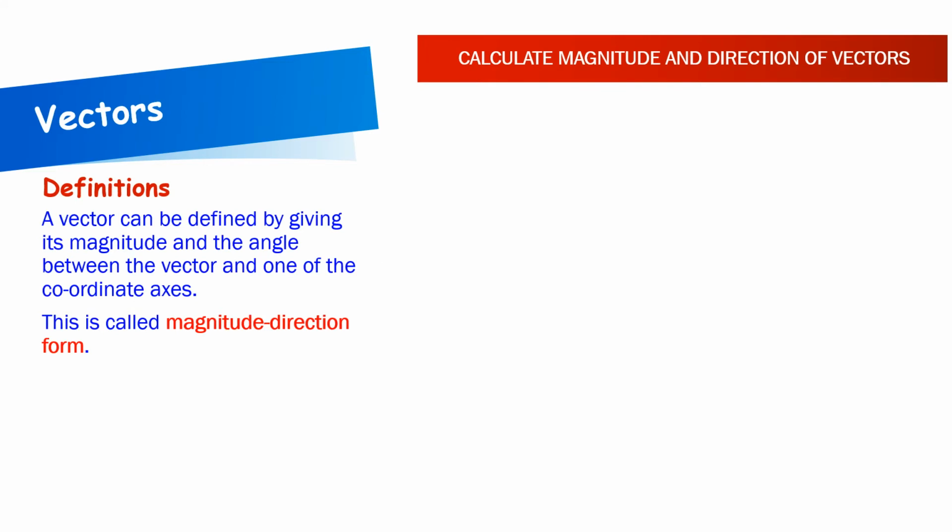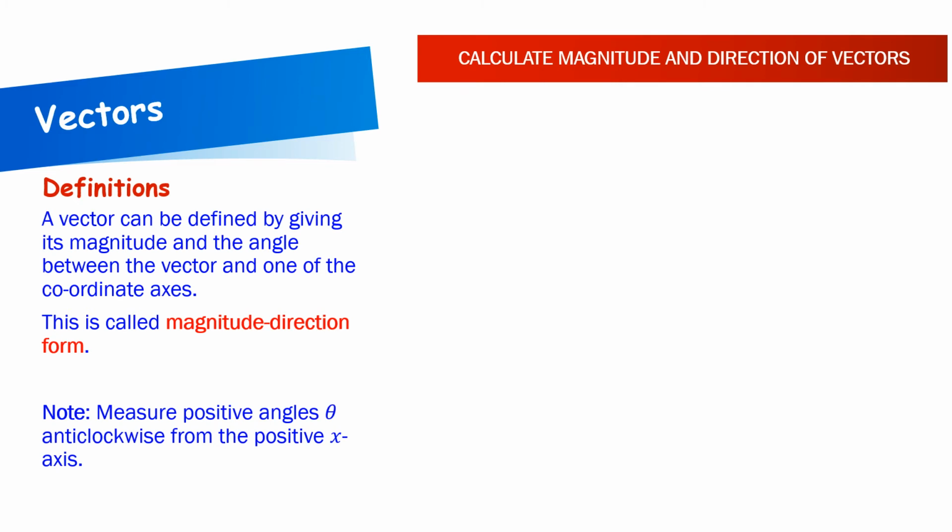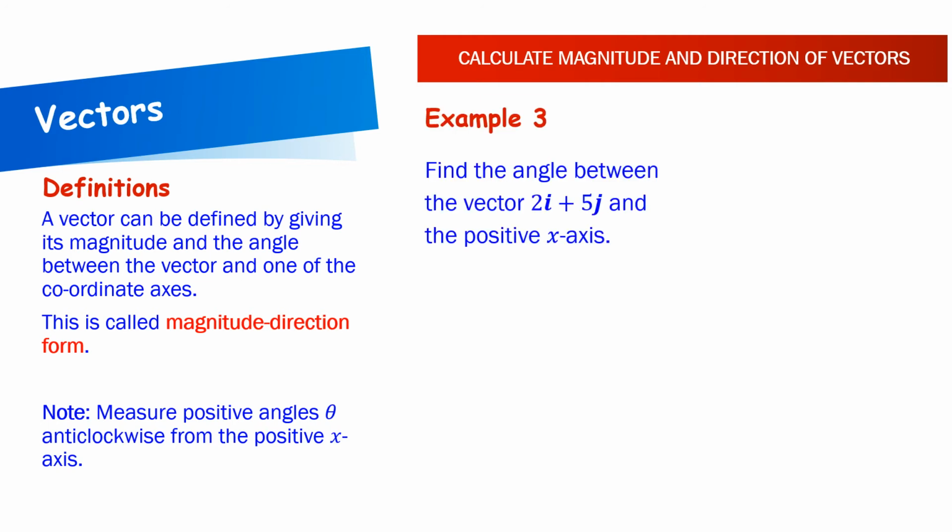Let's now introduce a definition. A vector can be defined by giving its magnitude and the angle between the vector and one of the coordinate axes. This is called magnitude direction form. Note that the measure of a positive angle theta is anti-clockwise from the positive x-axis. Let's take a look at an example.